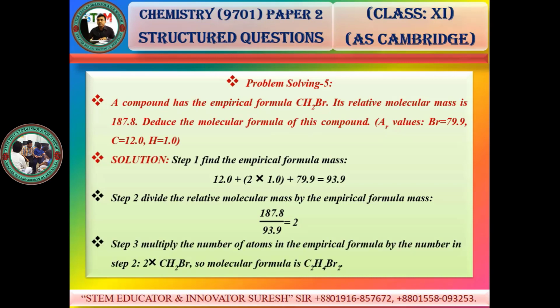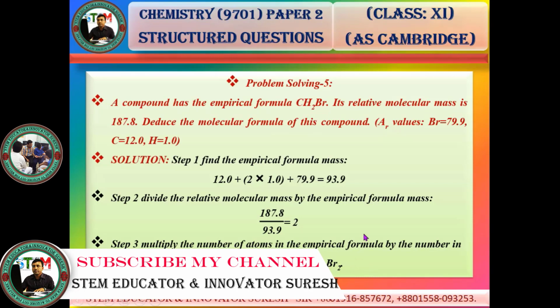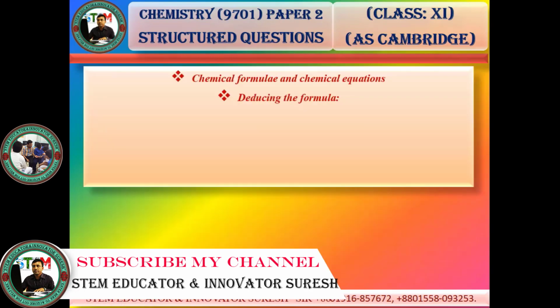Okay, now step 3: multiply the number of atoms in the empirical formula by the number in step 2. That is, the number we get from step 2 we have to multiply by this 2, this one CH2Br. So look at this, 2 into CH2Br. So the molecular formula is now C2H4Br2. Are you getting me? Okay, nice.